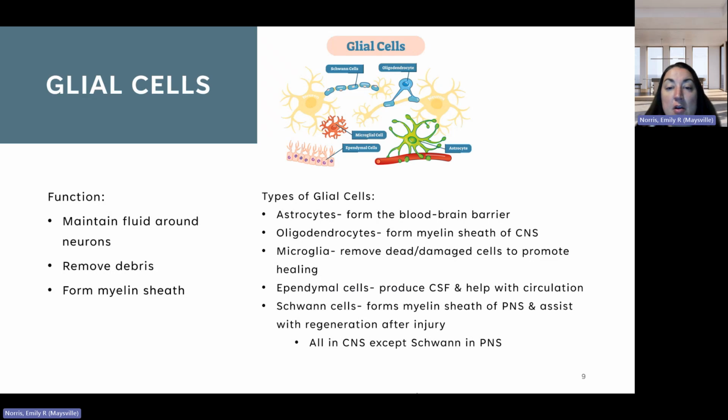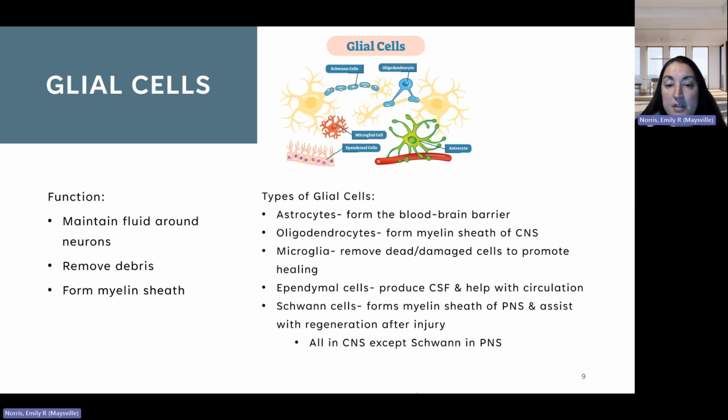Glial cells are those supporting cells. So the neurons are the main nerve cells. The glial cells are the supporting cells. So their function is to maintain the fluid around the neurons, to clean up debris, and to form that myelin sheath. So that increases the speed of nerve conduction.